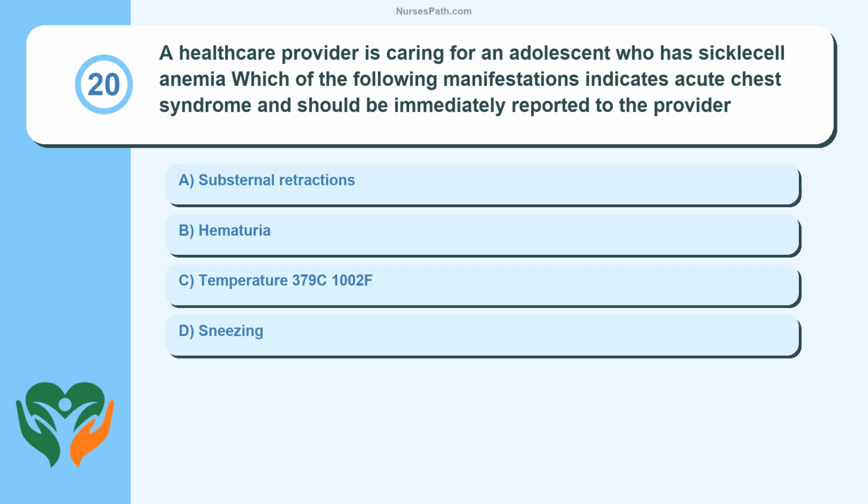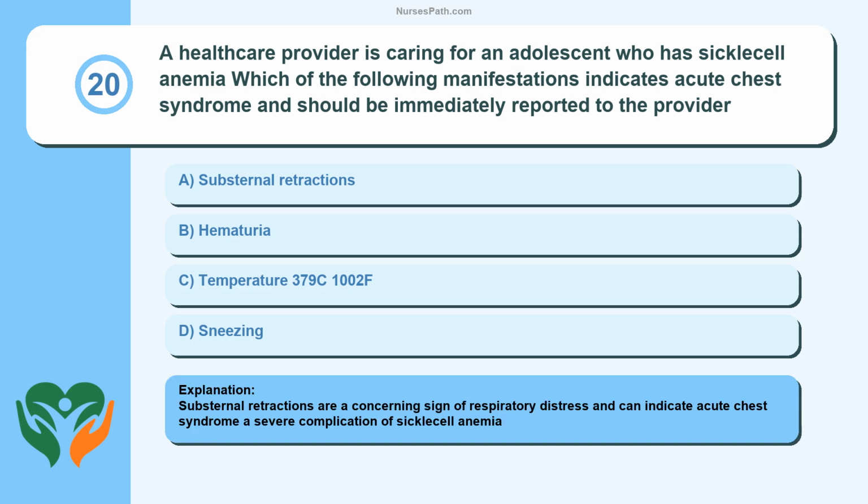Question 20. A healthcare provider is caring for an adolescent who has sickle cell anemia. Which of the following manifestations indicates acute chest syndrome and should be immediately reported to the provider? Substernal retractions, hematuria, temperature 37.9 C (100.2 F), sneezing. Substernal retractions are a concerning sign of respiratory distress and can indicate acute chest syndrome, a severe complication of sickle cell anemia.